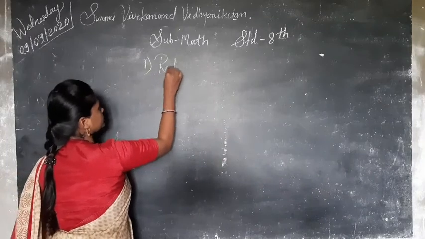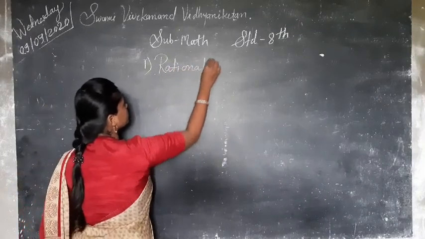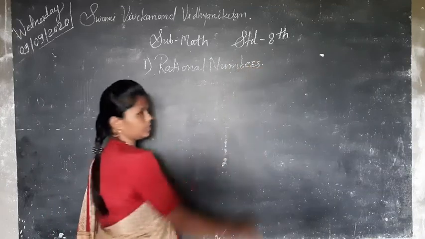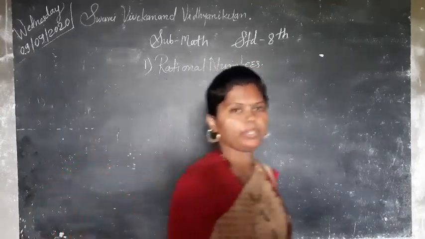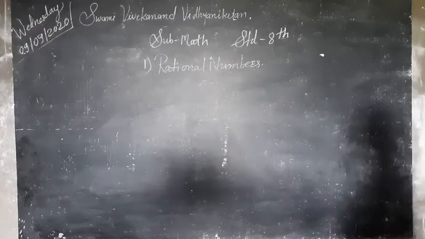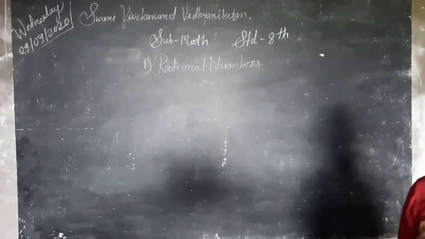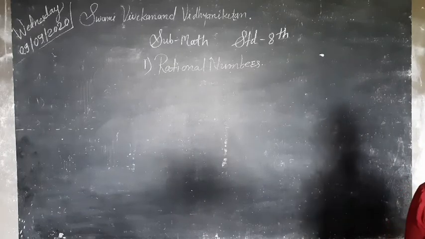Rational numbers. In this lesson we have the properties of rational numbers over addition, subtraction, multiplication, division. We solve examples of addition, subtraction, multiplication, division.